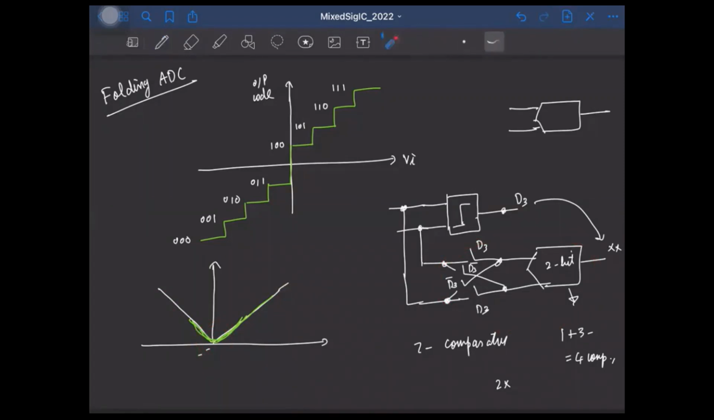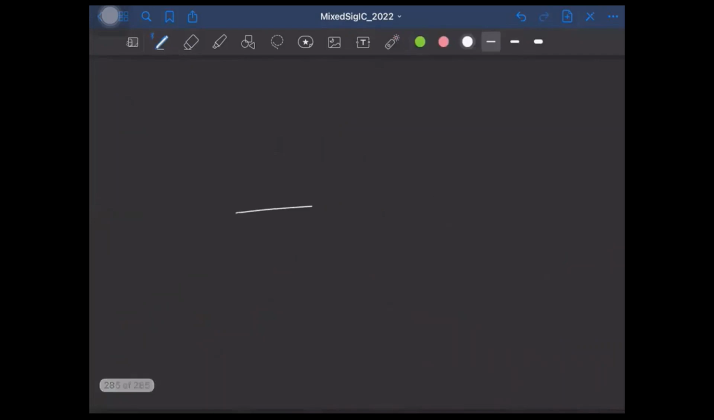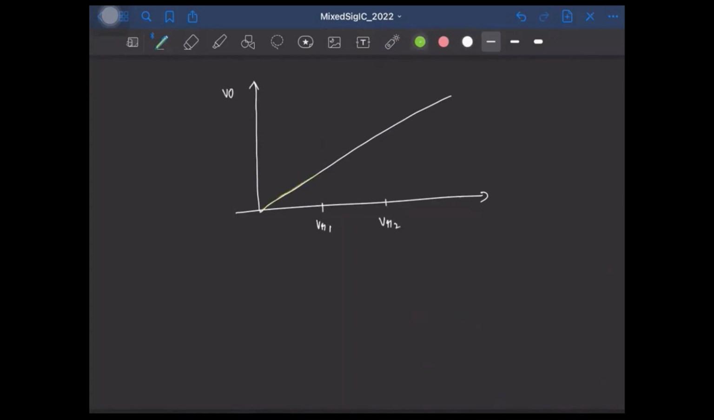And of course, this technique need not be restricted to a single fold like this. We can have multiple folds, wherein let's say the input is going from this value to this value. Ideally, you would have directly given the input to the ADC, so this would have been the nominal output. But now what you do is you find if the input is greater than, let's say, these 2 reference voltages, and if it's greater, you fold it. That is, this portion is flipped over. So you'll have the output like this. Similarly, once it exceeds VR2, you do something like this.